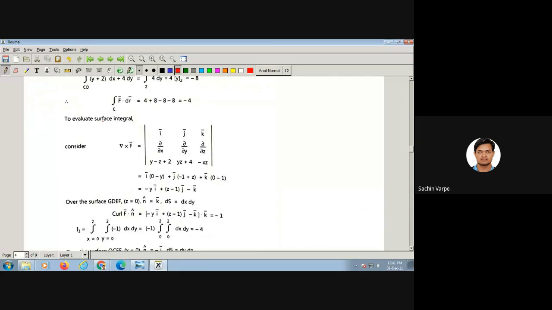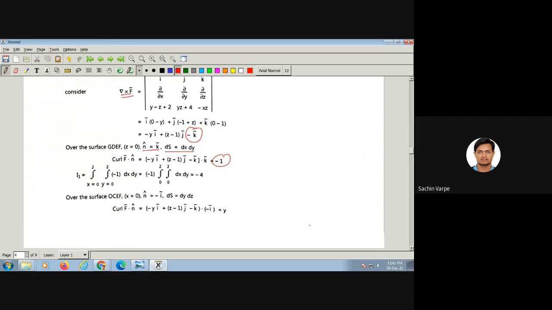You can see here the right hand side. To calculate the right hand side, we have del cross f bar. N cap is k cap and the area element is dx dy. So the curl of f bar dot n cap will be only the k component, that is minus 1. When we substitute into the right hand side with the limits, x varies from 0 to 2, y varies from 0 to 2 over the rectangle. We will get this. Is this clear to everyone?